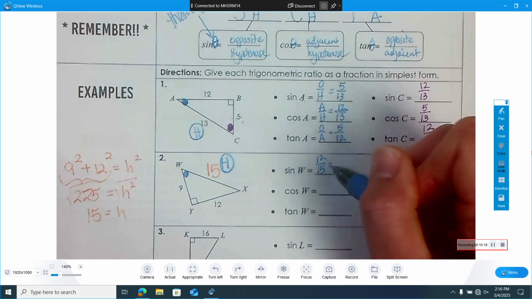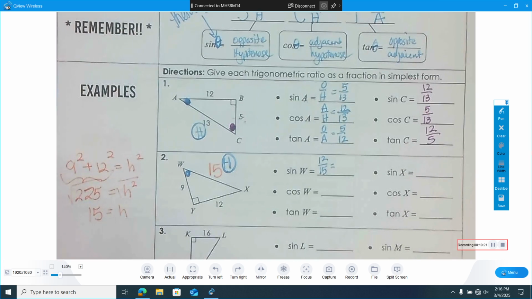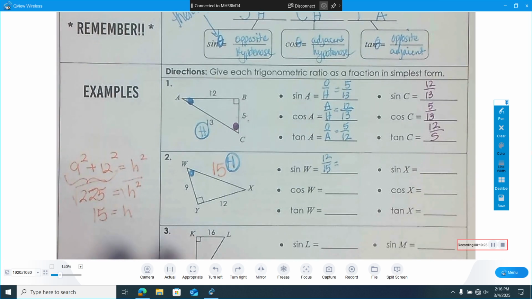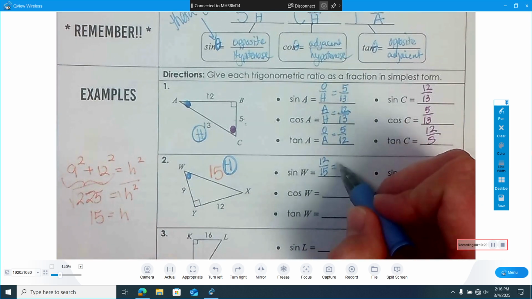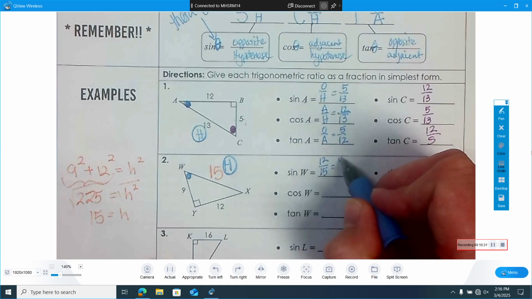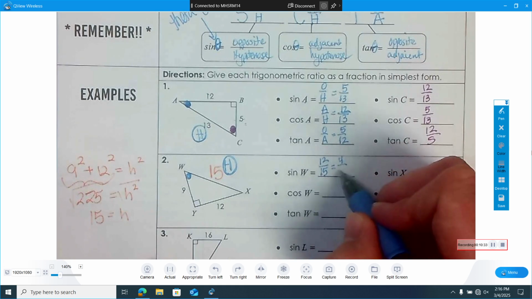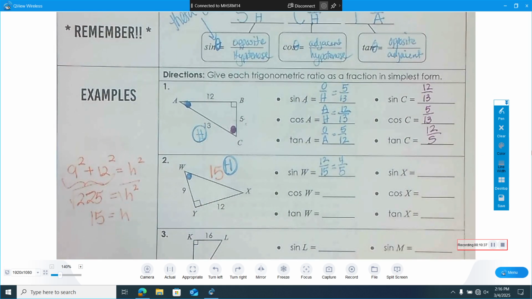Now, we want this in lowest terms. Is 12 over 15 in lowest terms? No. Yeah, we can divide everything by 3. So 12 divided by 3 is 4, and 15 divided by 3 is 5, so 4/5. Also, you can math frac. You've got a calculator there to do that for you, so math frac it, if you will.